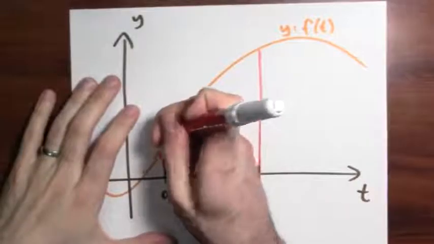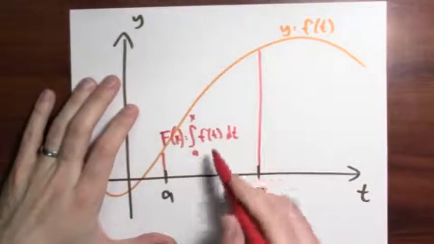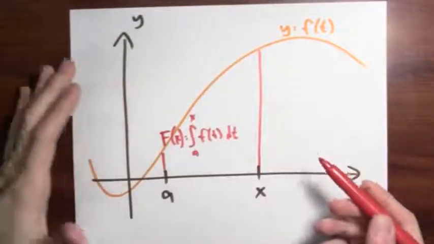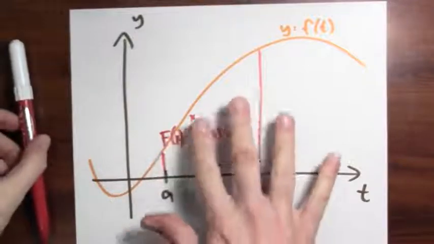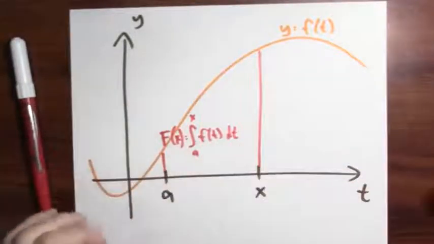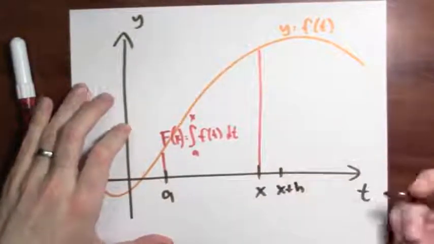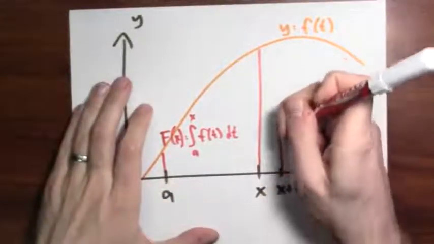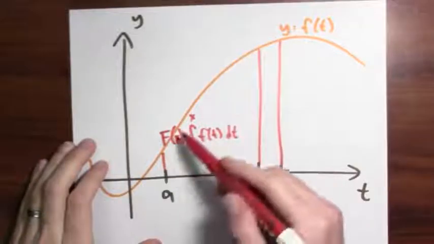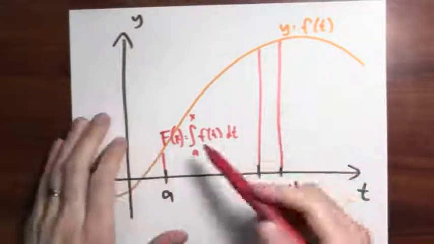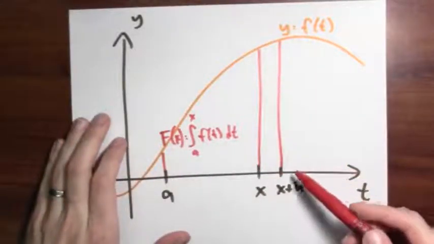Now, what's the derivative of the accumulation function? Well, I've got the accumulation function, right? F of x equals the integral from a to x of f of t dt, and I don't know how that changes when x changes. So let's make a small change in x. Let's go from x to say x plus h, and then ask how does the area in this region compare to the area in this much larger region?